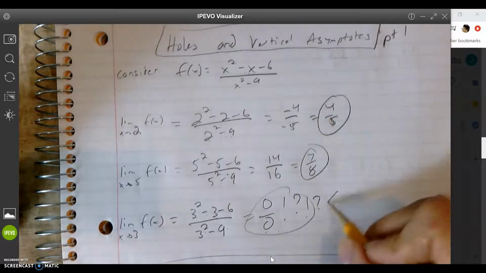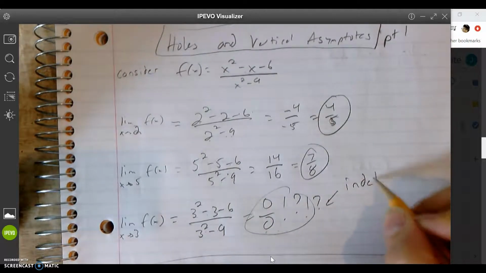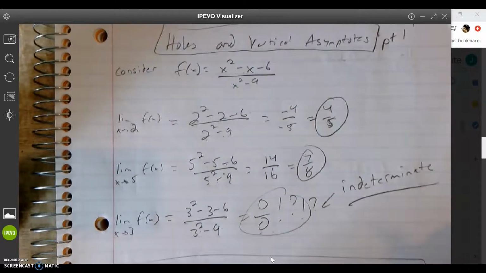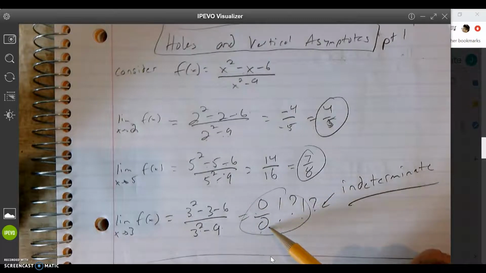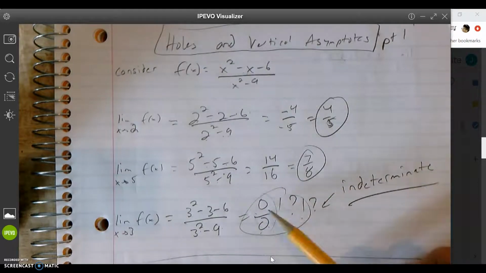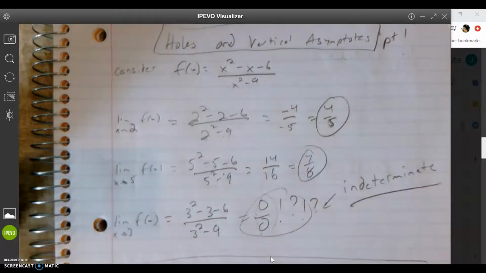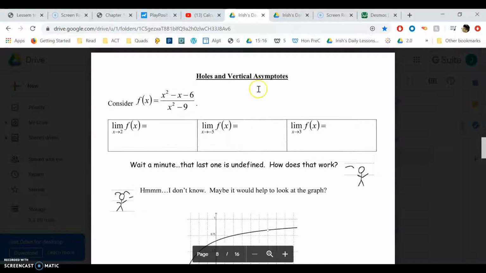Well, what we call this is indeterminate. Because you can't determine whether this is undefined, whether this is 0, you don't know. And so it's indeterminate. So you have to do something. So let's look at the graph and at our work here.